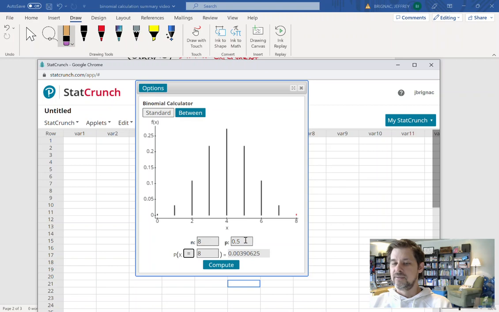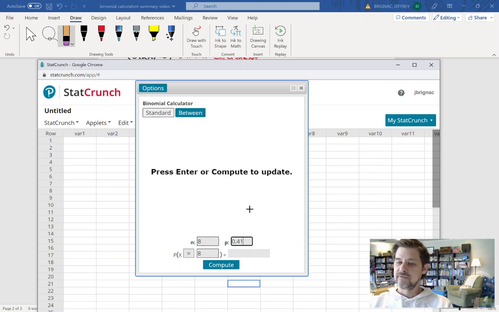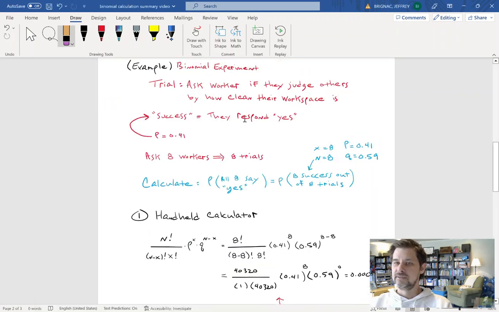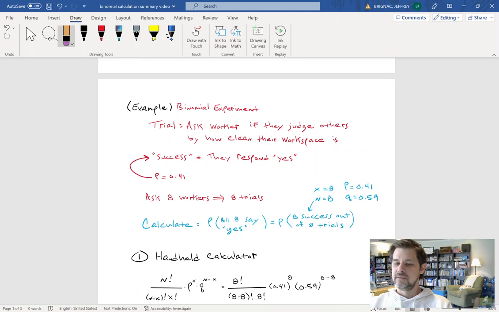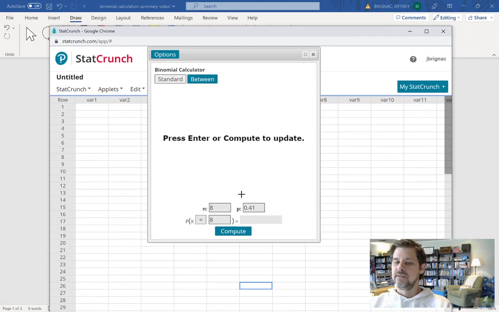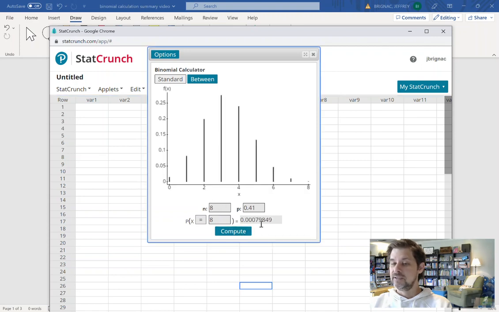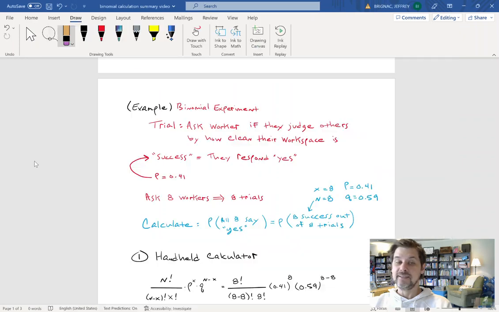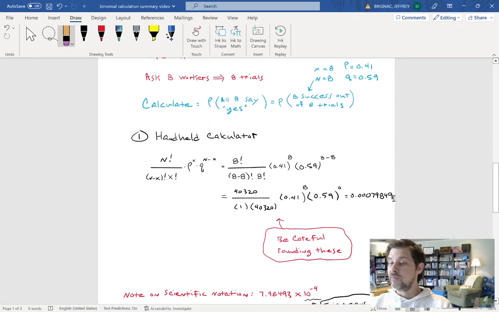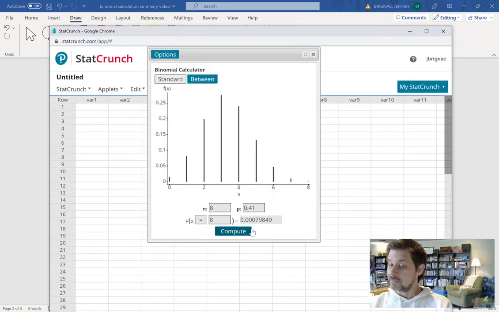Okay. The probability of success was 0.41, I think, was it? Yes. And so 8 trials, probability of success 0.41. And here I'm calculating the probability that there are 8 successes in 8 trials. Okay, so we'll compute. There's that number I just got, 0.000799849. It's exactly the same thing that I got with my calculator. All right, my handheld calculator, StatCrunch, gives me the same thing.